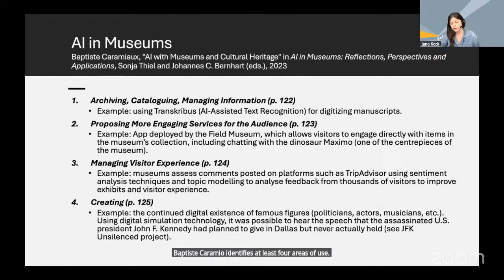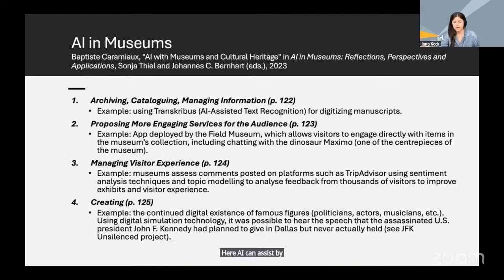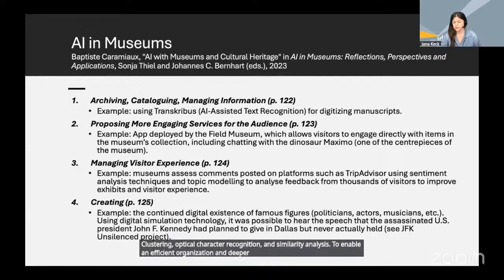First, archiving, cataloging, managing information. Here, AI can assist by automating information management tasks such as cataloging, clustering, optical character recognition, and similarity analysis to enable an efficient organization and deeper understanding of digitized collections.